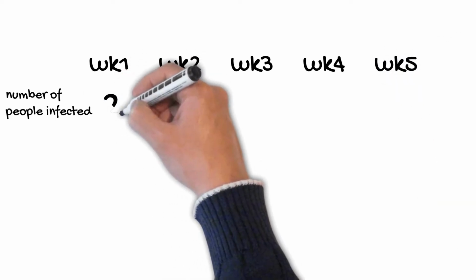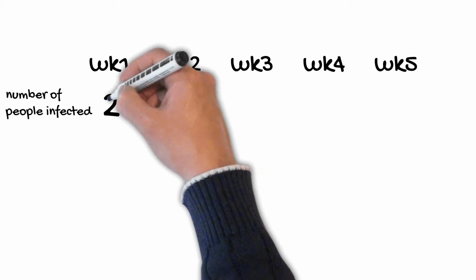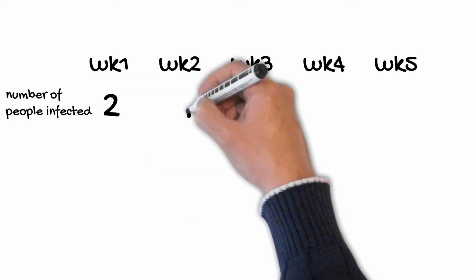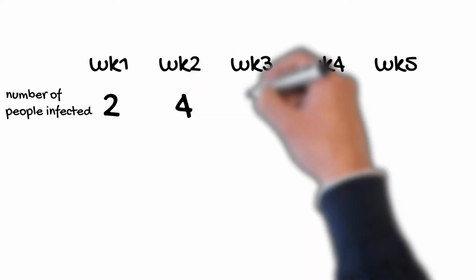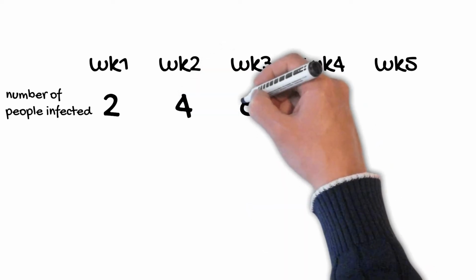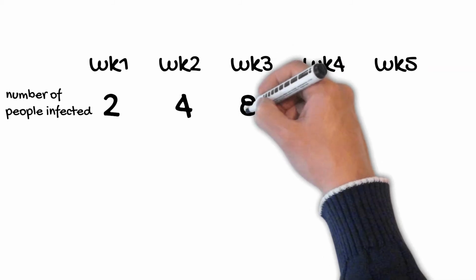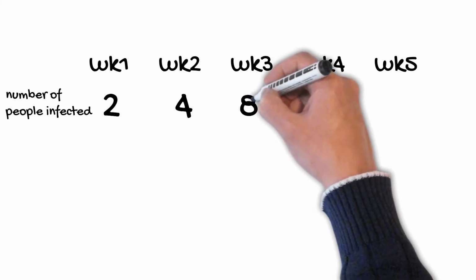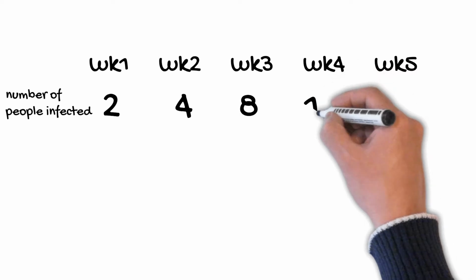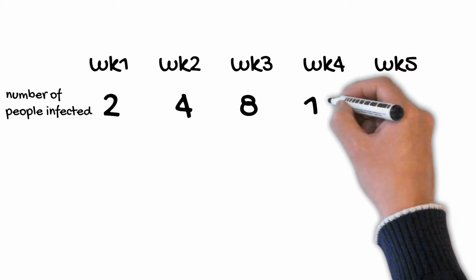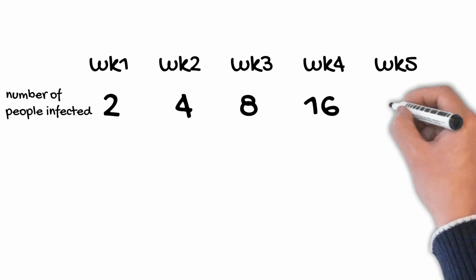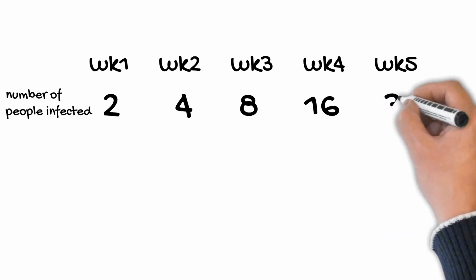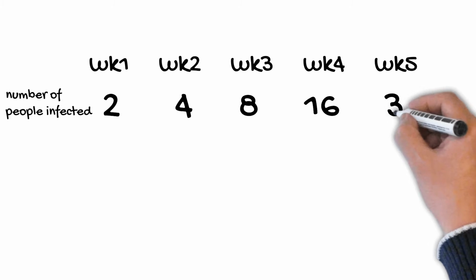So that means after 2 weeks, 4 people are infected. Now those 4 people infect another 4 people. So 8 people are infected. And then they infect another 8 people. So 16 people are infected. And they infect another 16. So at the end of 5 weeks, there are 32 people infected.